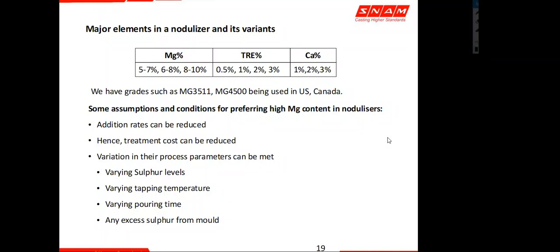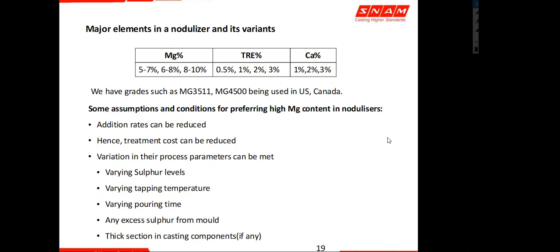There are conditions in furan and no-bake systems where there is a sand to metal interaction happening, where you get vermicular or flake graphite on the surface. They call it skin graphite, skin effect, sorry. And having high magnesium in the alloy can give high residual magnesium, and people expect this to counter the excess sulfur effect from the mold. And in thick sections and hot spots, there is a tendency that the nodularity can come down.